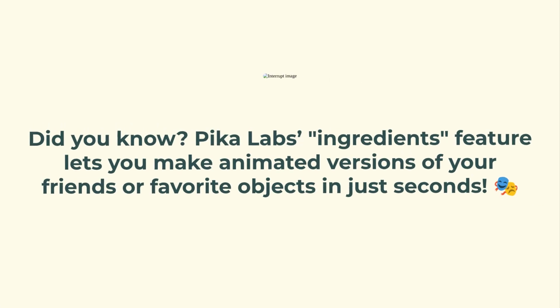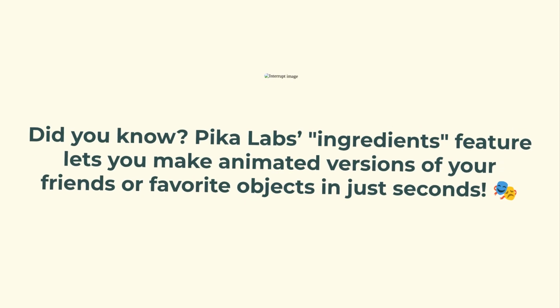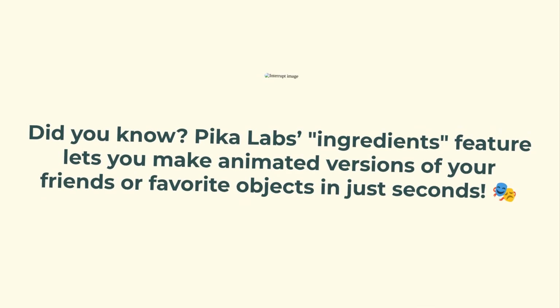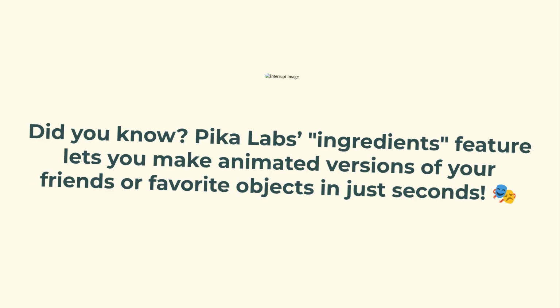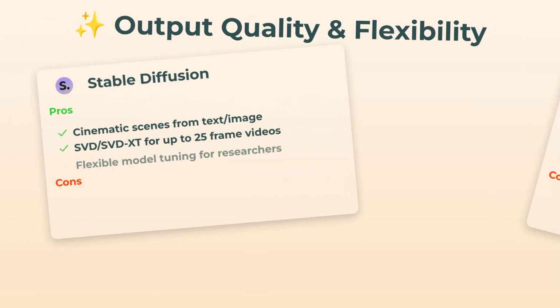Oh, and here's something cool you might not know. Pika Labs' ingredients feature literally lets you turn, say, your cat, your sneaker, or your favorite mug into a living animated character. It takes seconds, and you can share it with friends. Is that wild or what? Next up, output quality and flexibility.